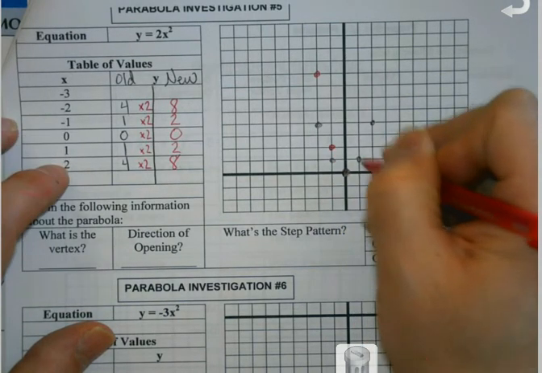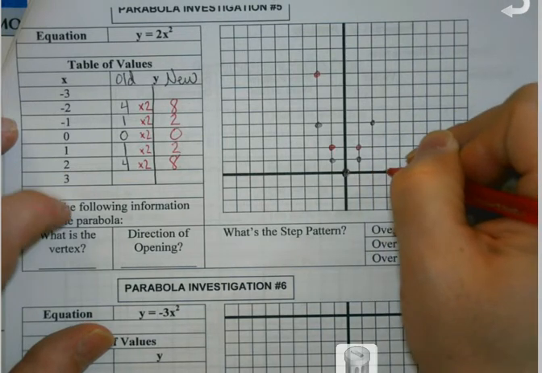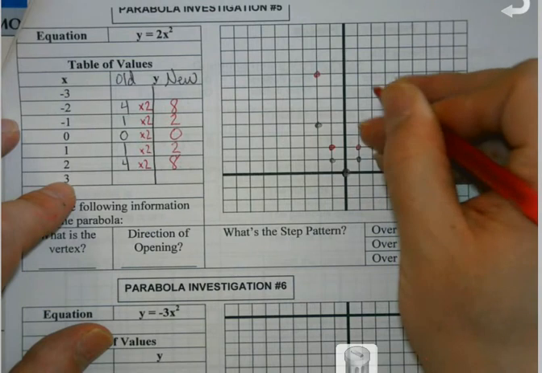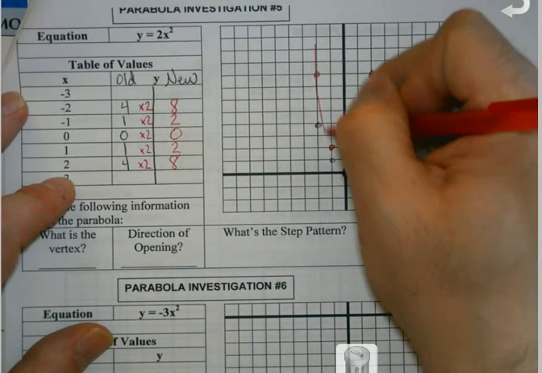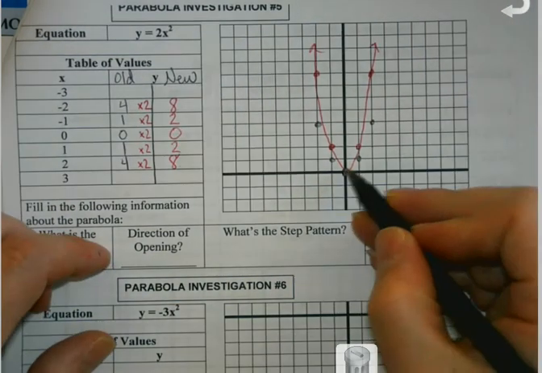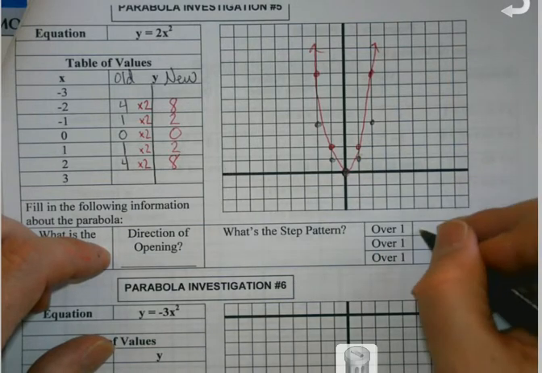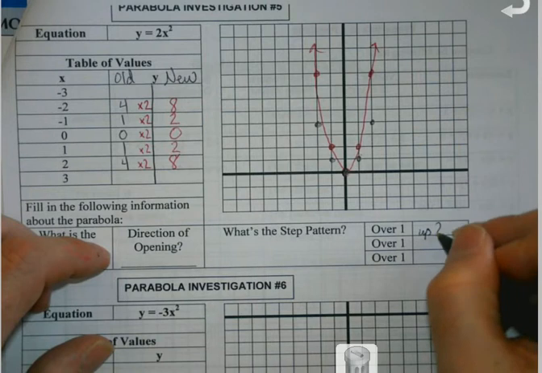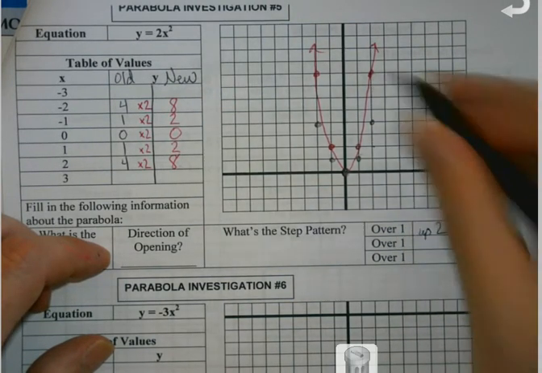1, 2. 1, 2. 1, 2, 3, 4, 5. Here's what I want you to notice. Let's see what our pattern is this time now that we had a number. I went over 1. I went up 1. Oops, I went over 1, I went up 2. I'll get this right. I went over 1, I went up 1, 2, 3, 4, 5, 6.